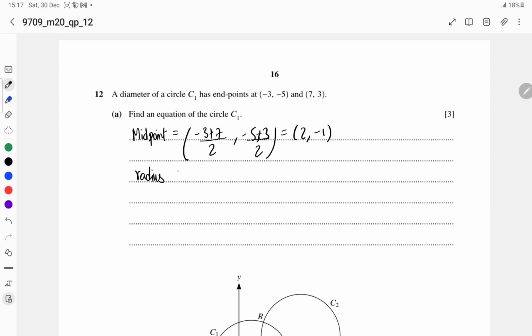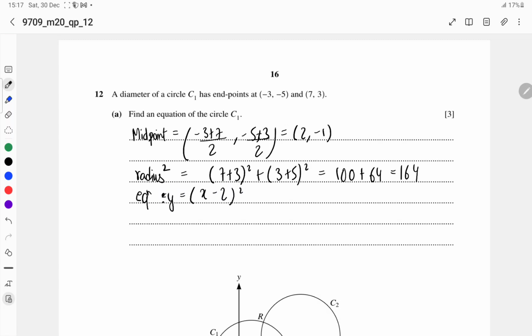Then the radius is going to be, let's just find radius square. We don't need the radius, right? So what we can do is (7 plus 3) square, and then (3 plus 5) square. So it's going to be 10 square, which is 100, plus 8 square, which is 64. So it's simply going to be 164, right? So the equation is given by x minus 2 whole square. No, I'm sorry.